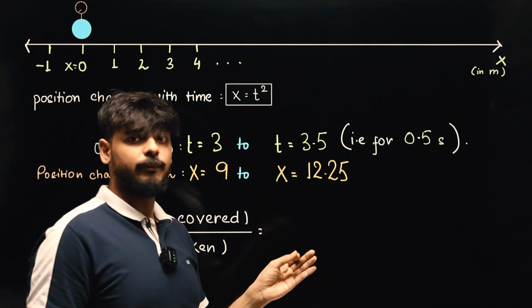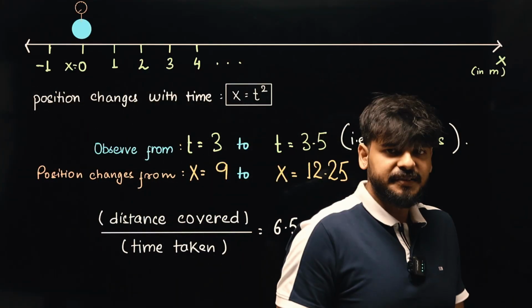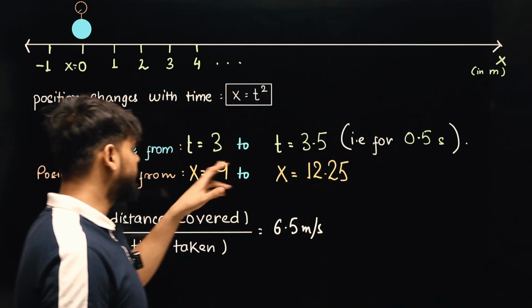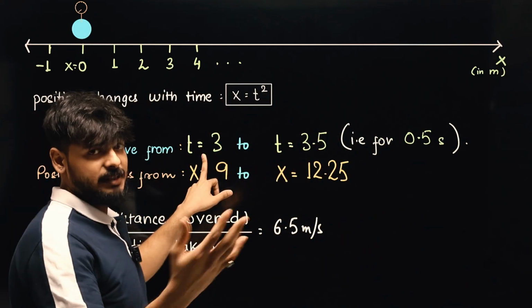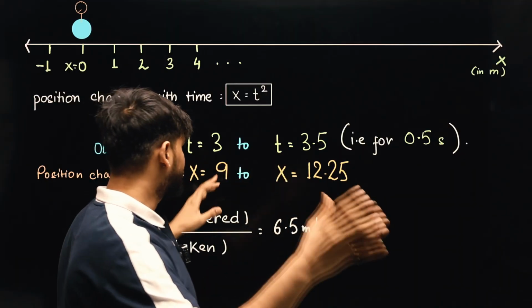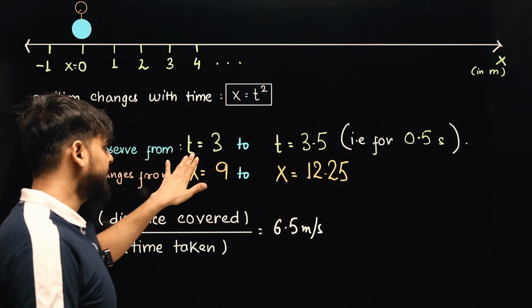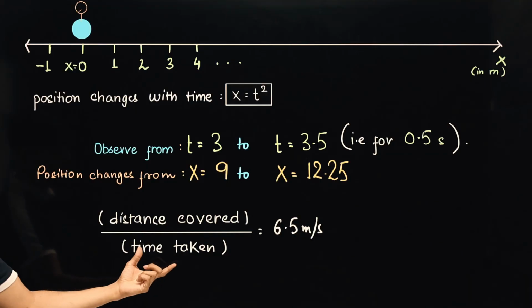which is 6.5 meters per second. I'll write it here. But still, can we say that this is really the speed of the body at the third second? Well, at least we have done better since last time. We observed the body for just half a second on t equal to 3, and then when we did distance covered by time taken, we got 6.5.